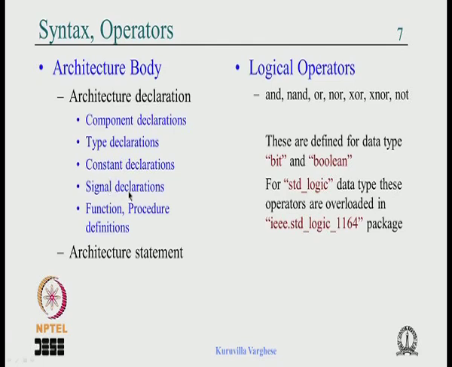Signals we have described: if you want to interconnect two ports, or the output of some block with an input of another block, then you can use signals. You can also use functions and procedures. For the time being we will keep it aside, but you can define functions and procedures in the architecture declaration region, which is visible only to the architecture statement region. After that, the architecture statement region is where you put all the description in terms of various constructs.